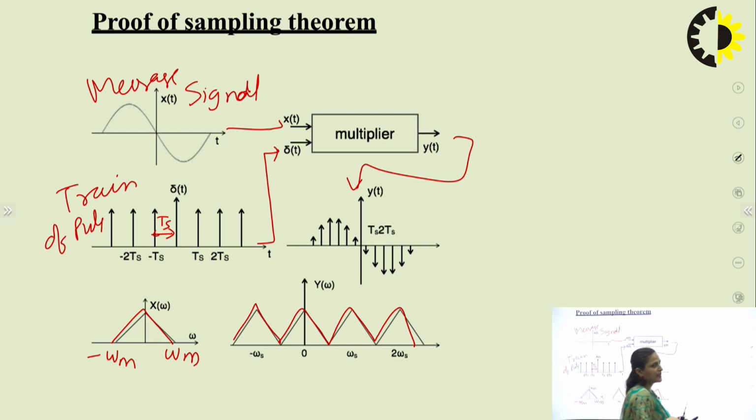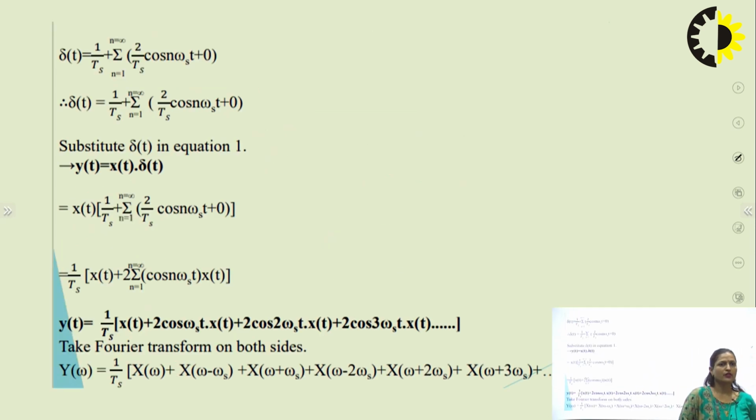And we can say that fs should be greater than or equal to twice of fm, then only your signal will be reconstructed back. So, proof. See here, this is your train of pulses. Here the second term is 0 because we are using the delta pulse. So 1 by Ts plus the summation from n = 1 to infinity of 2 by Ts cos(n ωs t), right? So this equation we are using to find out our sampled signal. So we will use this in equation 1.